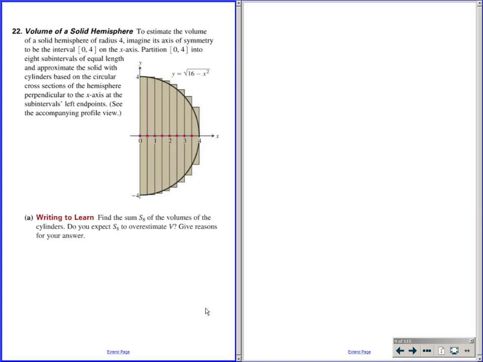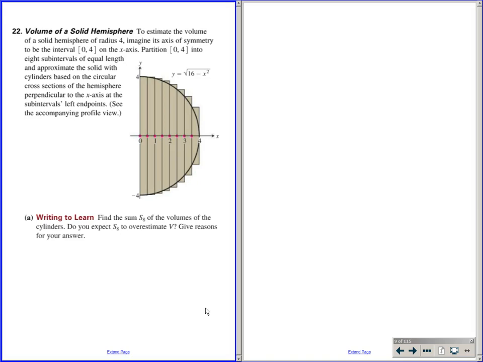And finishing 6.2. So you're supposed to be estimating, so it's not the exact. We're supposed to be using discs and washers per se. Estimating the volume of a solid hemisphere, solid, so it's like an entire half sphere, of radius 4, as you can see shown by the picture. Imagine the axis of symmetry on the interval 0 to 4 is the x-axis, so it's perfectly around the x-axis.